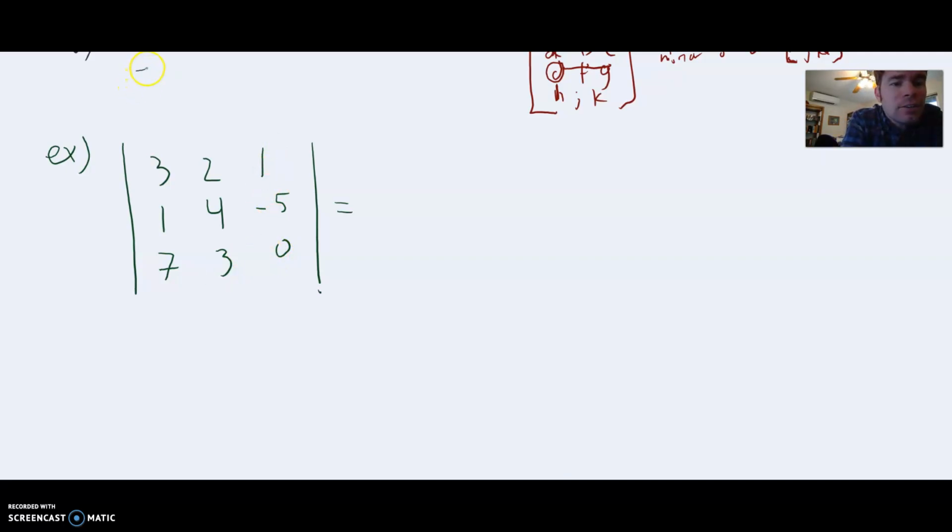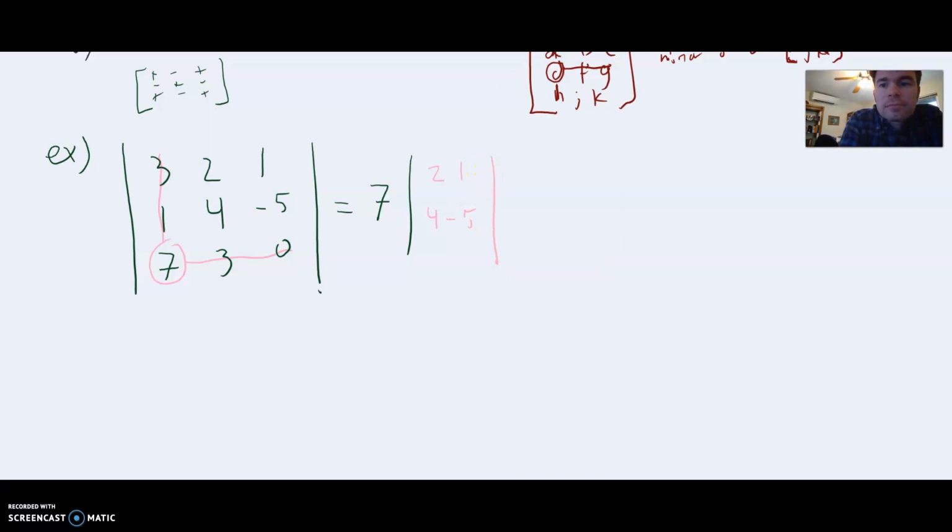So looking at our diagram from before, we know it's positive, negative, positive, negative, positive, negative, positive, negative, positive. So that means we're going to be starting with a positive term. This will be positive 7 times the determinant of its minor. And if I wanted to find the minor of 7, I would cross out this row and this column. And so we would just be looking at 2, 1, 4, negative 5.